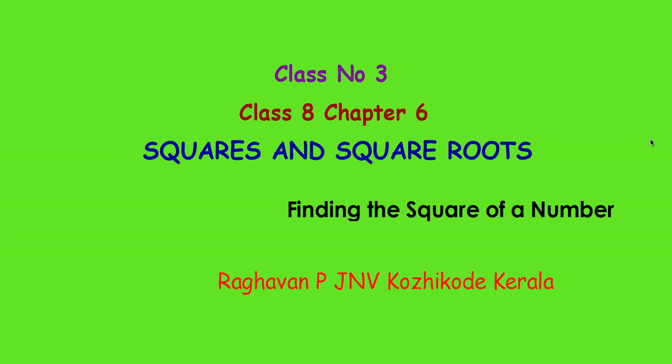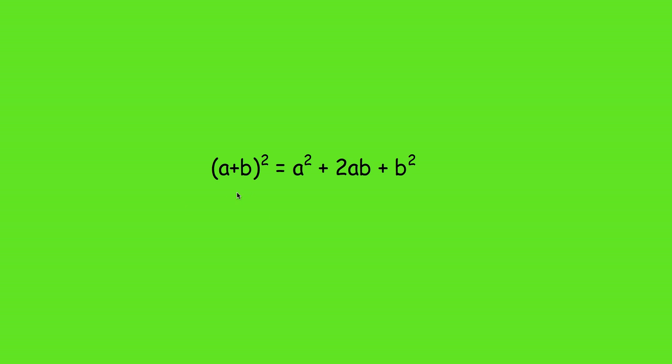Today I am going to discuss an easy way to find the square of a number. You know (a + b) whole square is equal to a square plus 2ab plus b square. That is, the square of two terms is equal to the square of the first term plus the product of these two terms, that is a and b, into 2, that is double the product of the two terms, plus the square of the last term, that is b square.